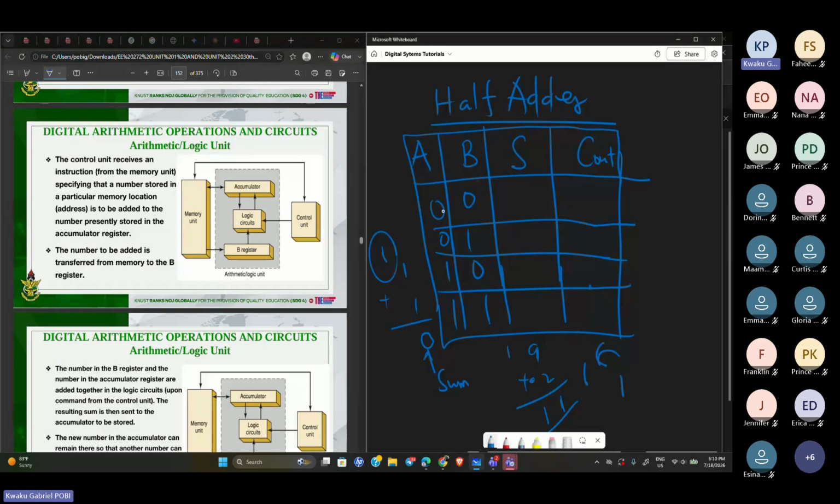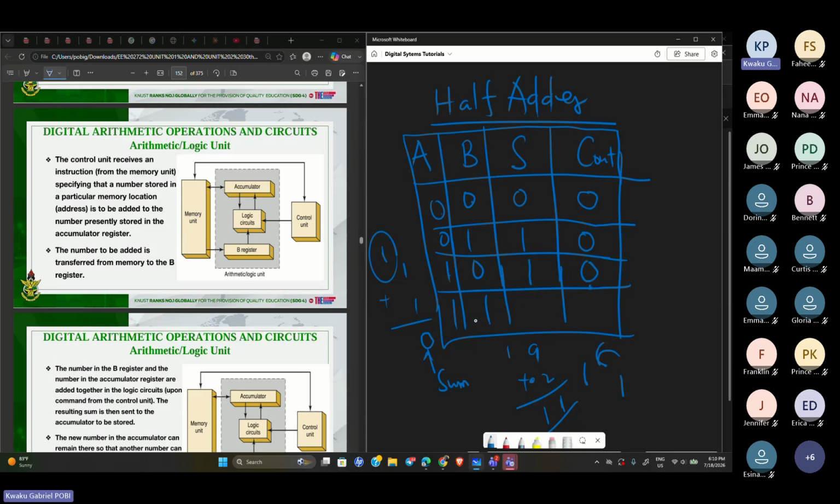So you have 0 plus 0. The sum is 0. The carry out is 0. So 0, you don't carry anything. When you have 0, 1, you are adding 0 to 1. The maximum here is 1. So the sum is going to be 1. The carry out, you didn't carry anything. So 0 here. Then 1, 0 is just like 0, 1. The sum is 1. The carry is 0.